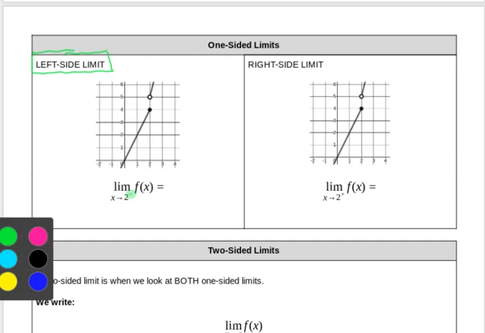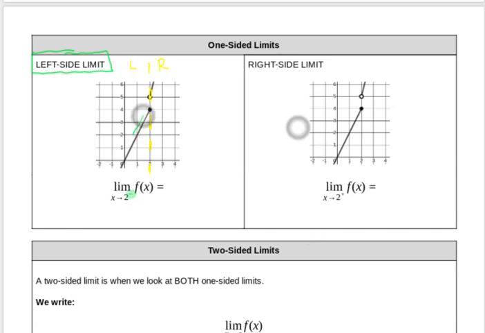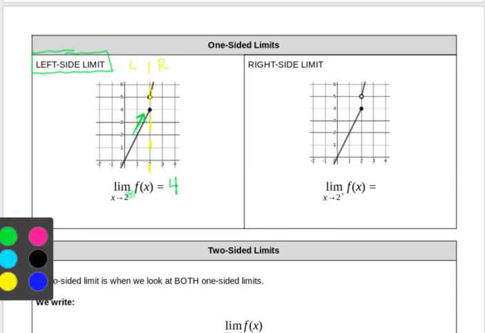So let's talk about what this actually means. So here's the line x equals 2. And when you look at it, we have a left side and a right side. Since I want the left-sided limit, what that means is I want to look at what's happening as I approach 2 from the left. So from the left side, it means I'm looking at this piece over here. And I can see that this looks like it's heading towards 4. So that's my left-sided limit there.